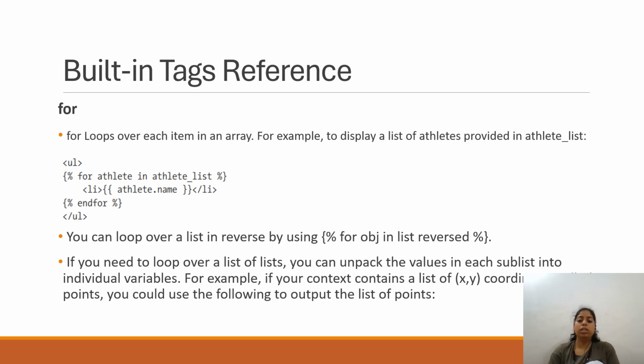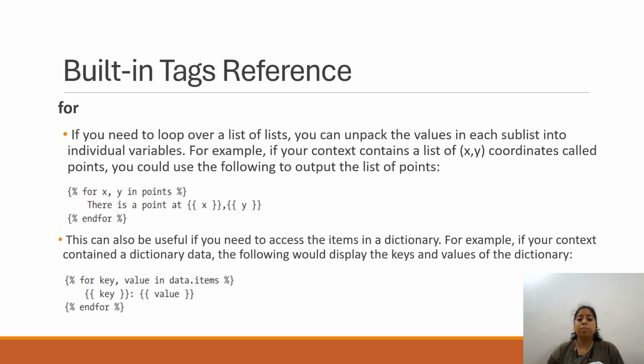If you need to loop over a list of lists, you can unpack the values in each sublist into individual variables. For example, if your context contains a list of x,y coordinate points, you could use the following to output the points: for x, y in points, there is a point at x, y, and endfor. This can also be useful if you need to access the items in a dictionary. For example, if your context contains a dictionary, the following would display the keys and values of the dictionary: for key, value in dictionary.items, key colon value, and endfor.